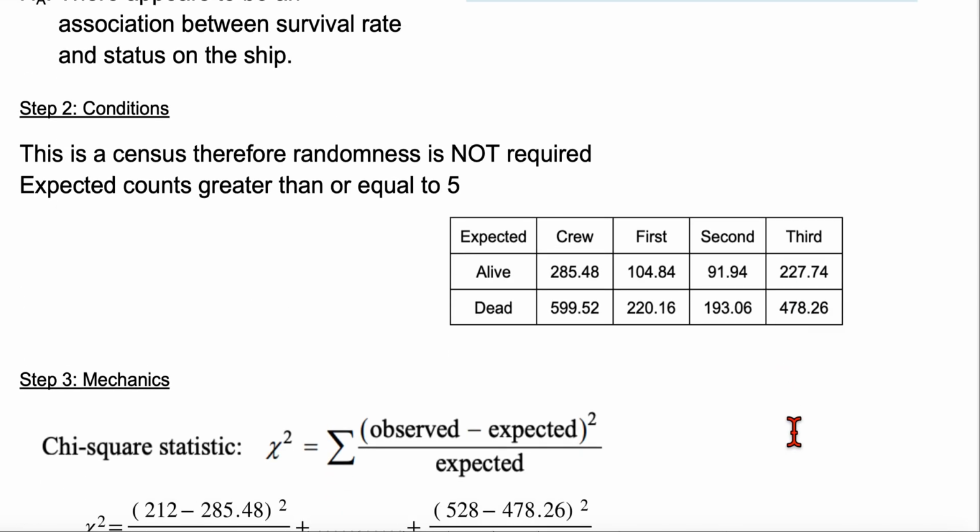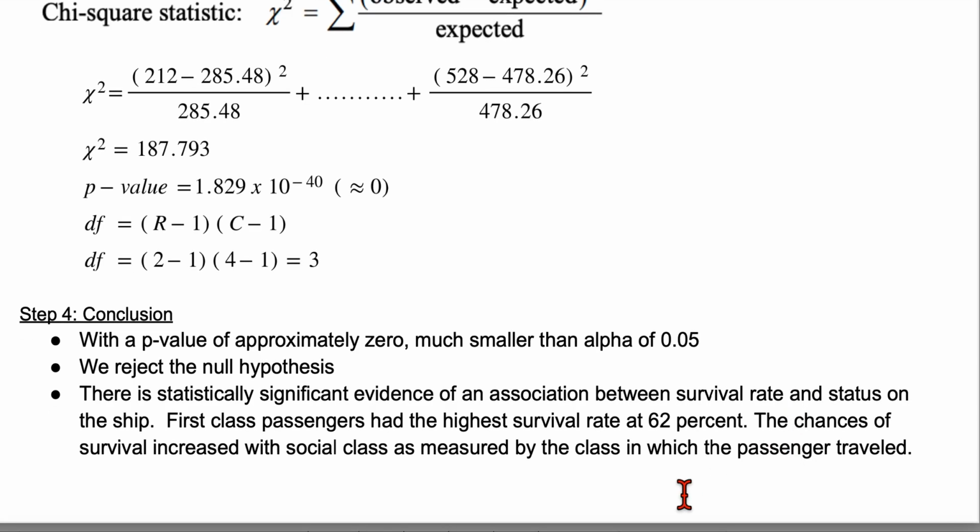In addition, we know that the chi-squared component, this little piece, remember the chi-squared statistic is made up of all these little components, these little pieces that are added together, are called chi-squared components. The chi-squared component for first class passengers was the largest component, which led to a high chi-squared statistic. A high chi-squared statistic leads to a small p-value.